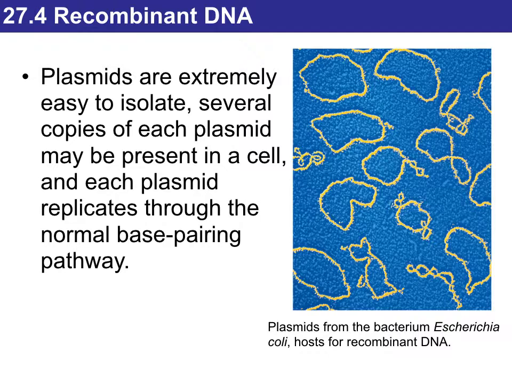One of the key points for recombinant DNA is the use of plasmids. Plasmids are extremely easy to isolate. They exist in bacteria, and they are just a circle of DNA that can replicate through the normal base pairing pathway that we know, because the genetic code is universal.